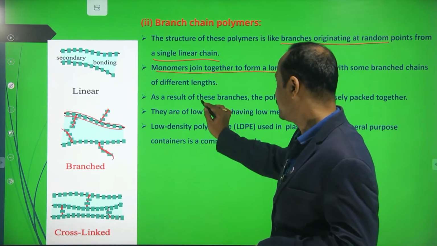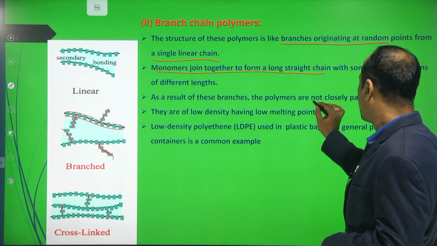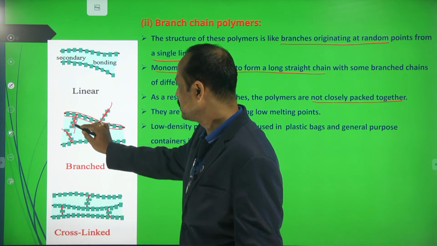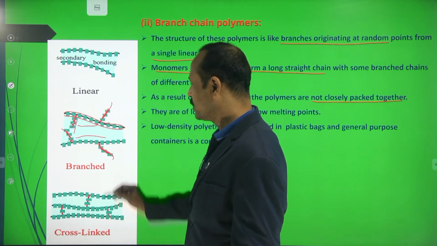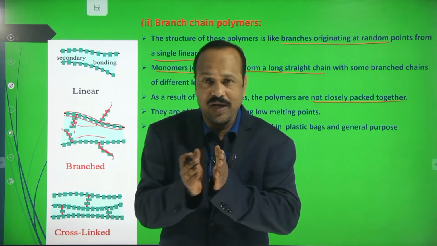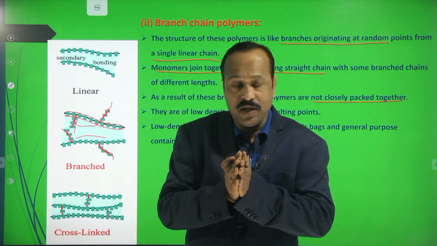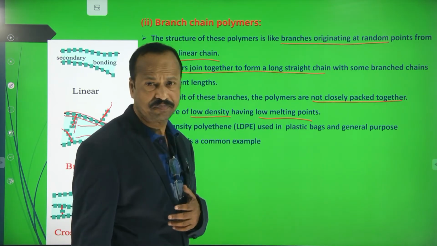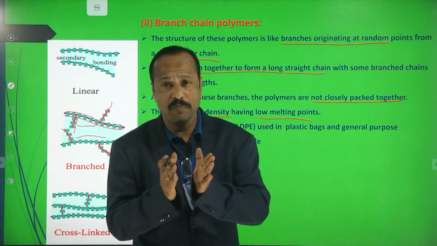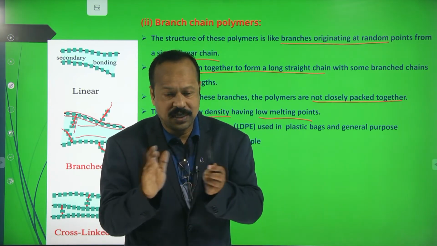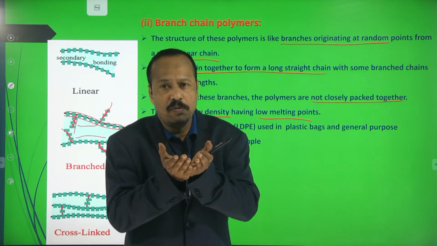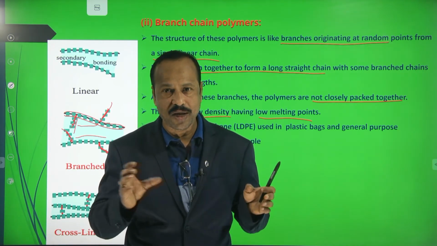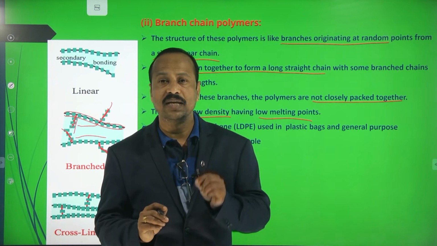As a result of these branches, the polymers are not closely packed with each other. See here one branch is there, here one branch is there, a lot of gap is there. So they do not come close to each other. Due to that, they have low density and low melting points. If they are very close, then many things will be in a small area, so the density will be more. As they are far from each other, a lot of gap is there, volume is more and mass is less, so the density will be low.